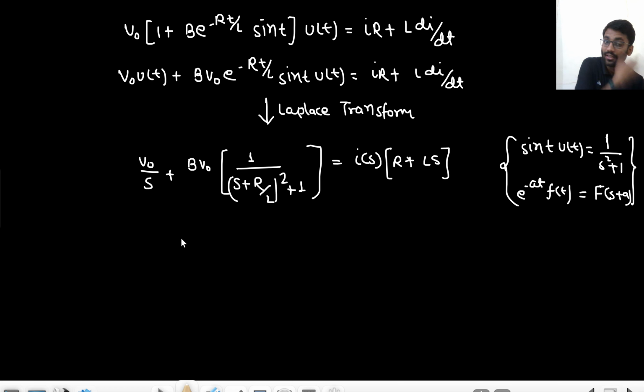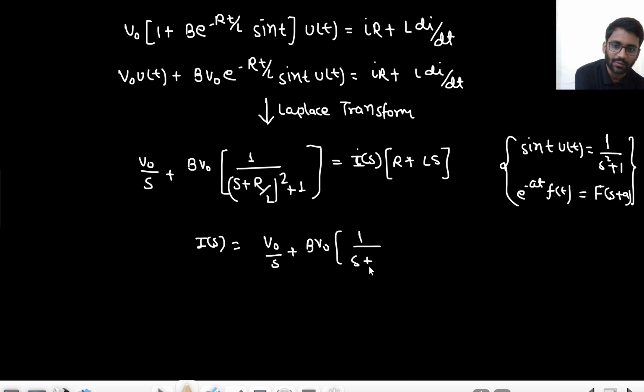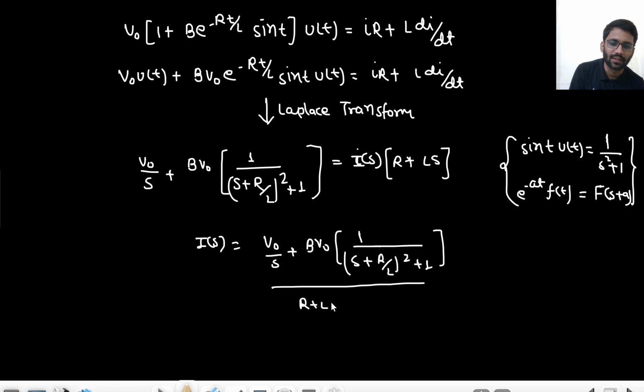So what will be my I of s? So this should be capital I of s. My I of s will be V naught by s. Yeah, I can write it like this. V naught by s plus B V naught into 1 upon (s plus r by l) whole square plus 1, all upon r plus ls.